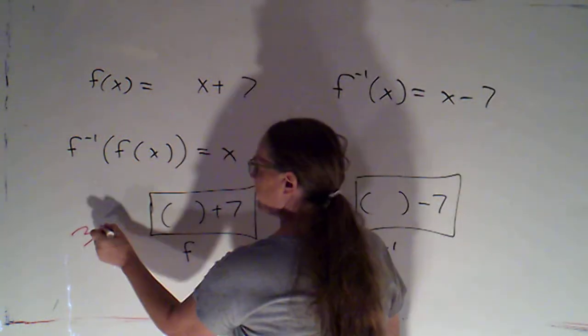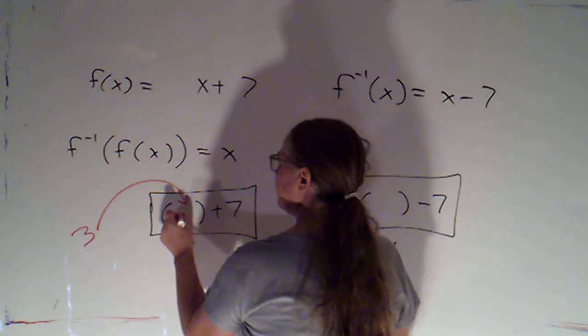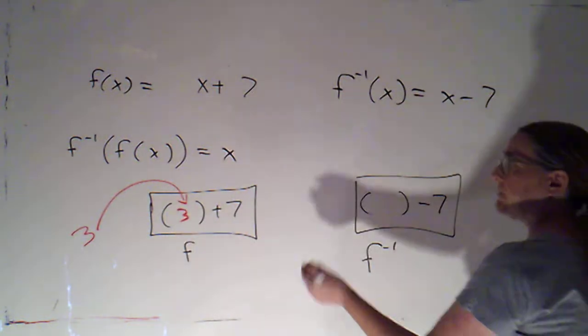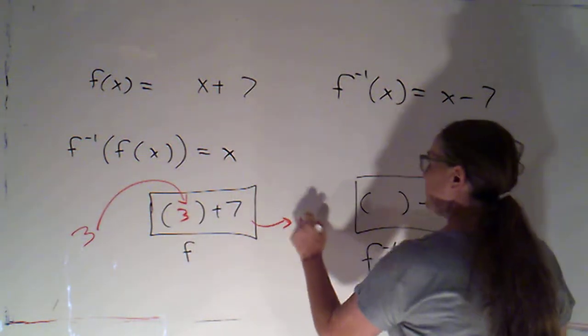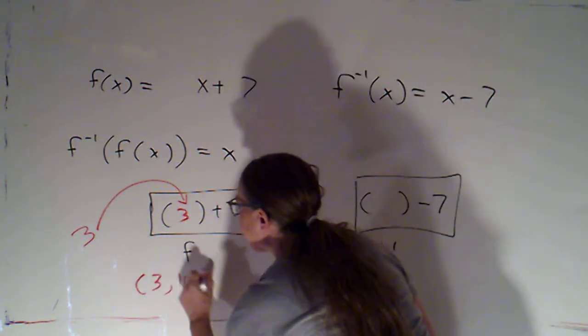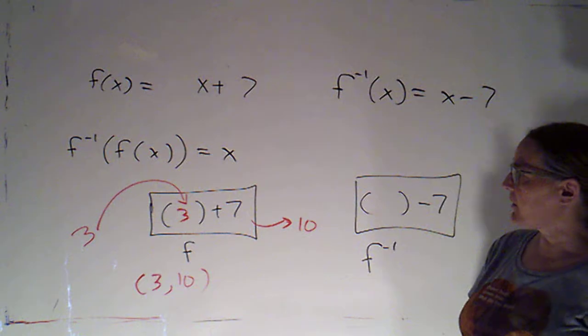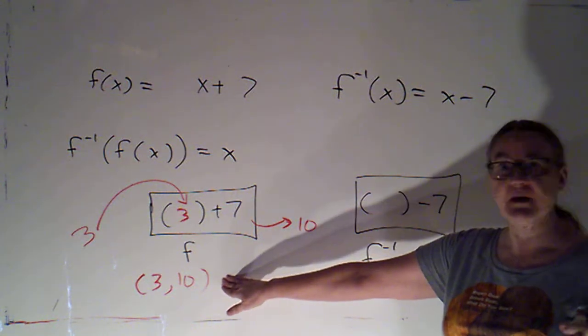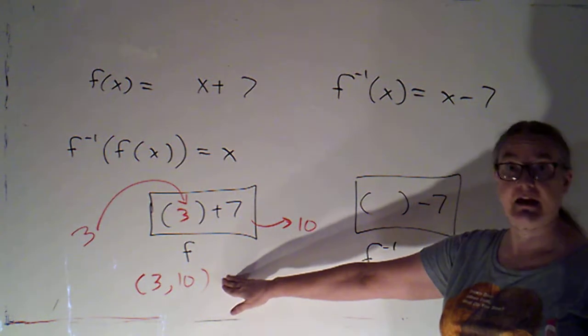If I plug in 3 to f, that's going to give out 10. Now right there, that tells me that the point 3, 10 is going to be part of this function. That would be a point on the graph of f.